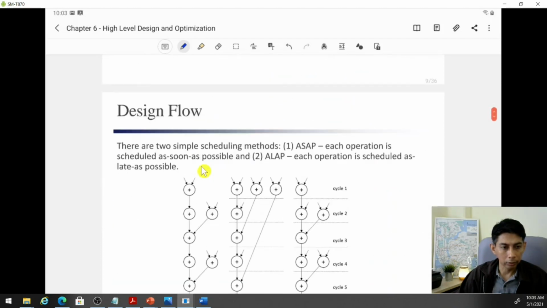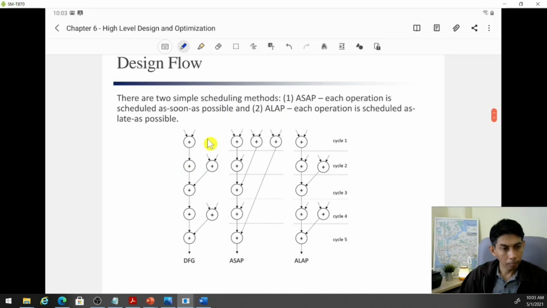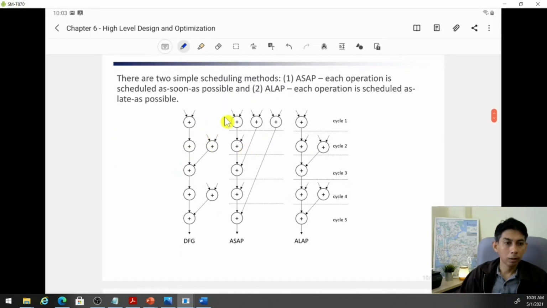Yeah, so for the scheduling, we have two types of scheduling. The first one we call as soon as possible scheduling, and the second one is the as late as possible scheduling. So this is scheduling.